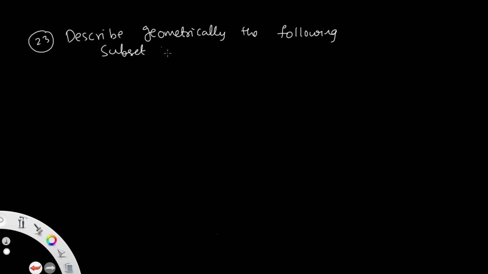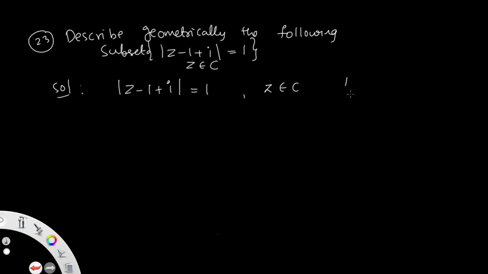Whereas |2z - 1 + i| = 1, where the subset is z belonging to the set of complex numbers. So the solution: the given equation is modulus of z minus 1 equal to 1, where z is a complex number. Let us take z equal to x plus iy. Then mod of z is root over x square plus y square.